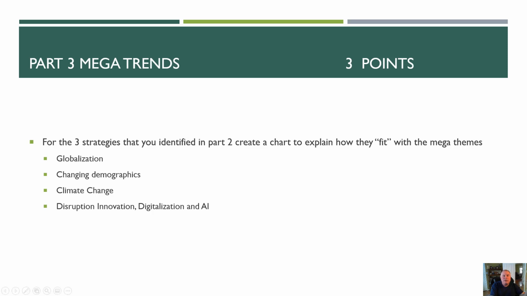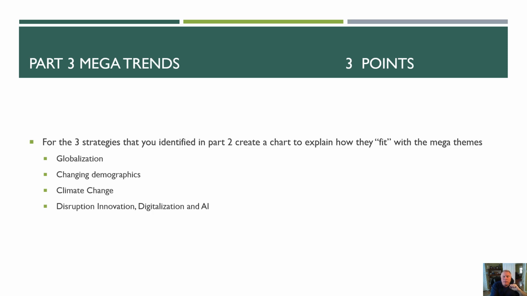The next section is mega trends, which we discussed in the first lecture of the class. Again, 3 points. What I would do is create a chart to explain how these mega themes impact the company, or how the company is adapting to them. So when we look at this, the globalization, what is the company doing around that? So you list these 4, and you're going to try to get a sense of what are they doing around these things. Remember, we're going to value the entire company. The more we understand about it, the better.